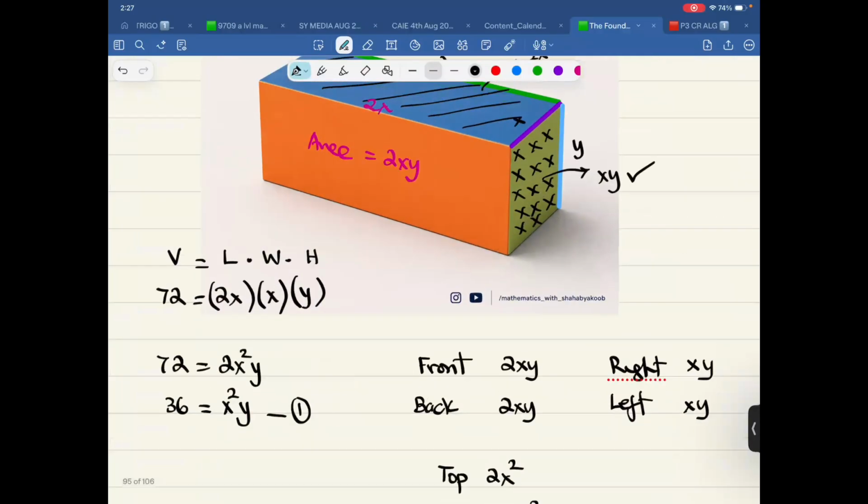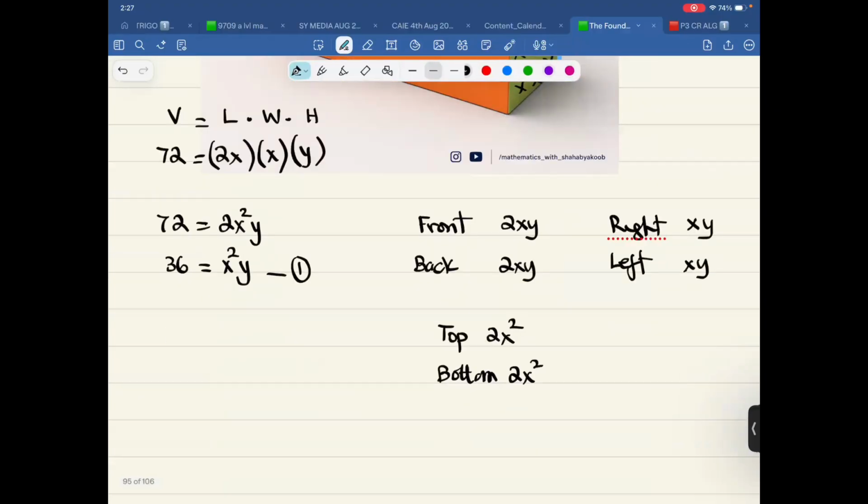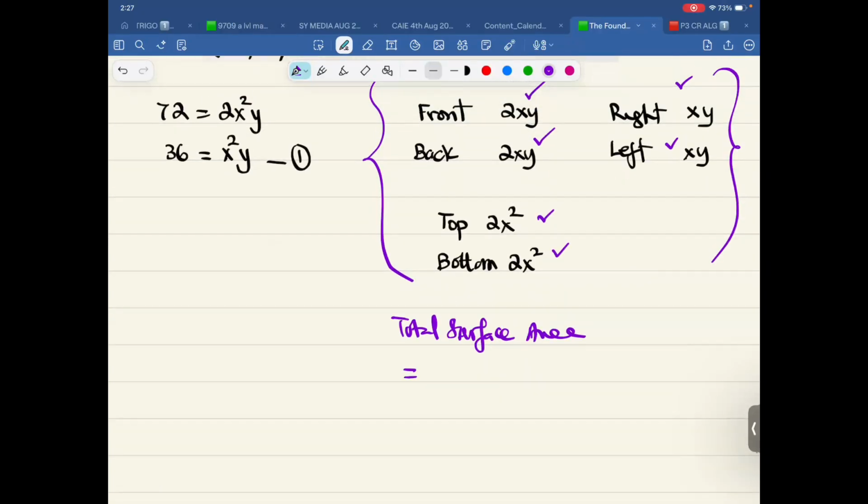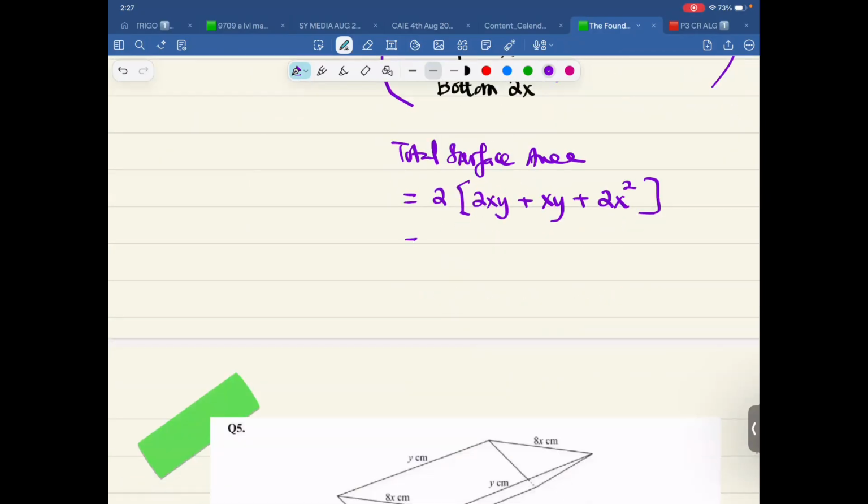So now if this is all good, that means the total surface area is 1, 2, 3, 4, 5, 6. So the total surface area should be 2xy plus 2xy, that is 2 times 2xy. That is 2 times xy. That is 2 times 2x square. Everything is taken care of. That is 2 plus 1, 3. So that is 6xy plus 4x square. That is the total surface area.